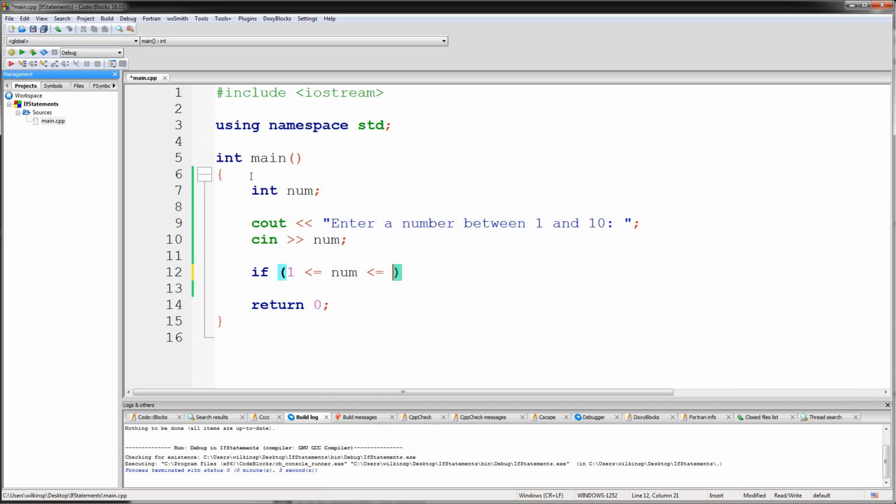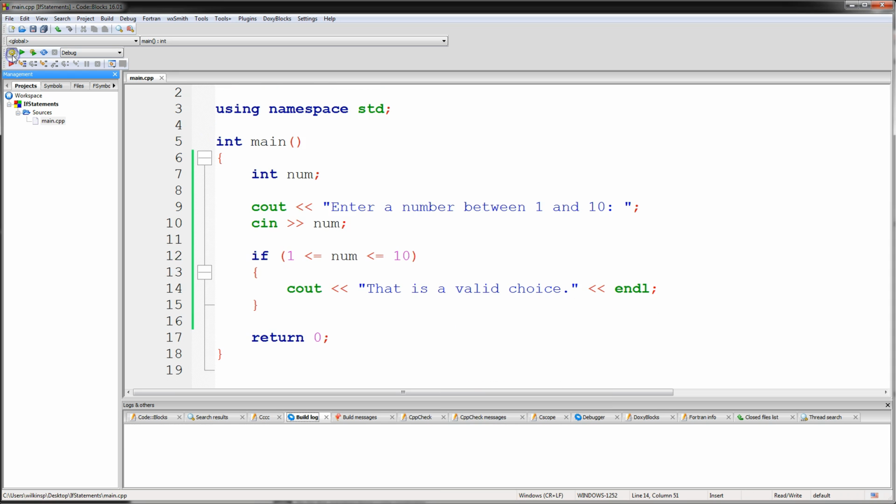If we were dealing with math, this is how we'd write that condition: that number is greater than or equal to 1 and less than or equal to 10. And we'd say that is a valid choice. The problem is, unfortunately, in C++, if I go to compile this, it will actually compile. And that's a little bit unfortunate for us because it's not going to do the right thing.